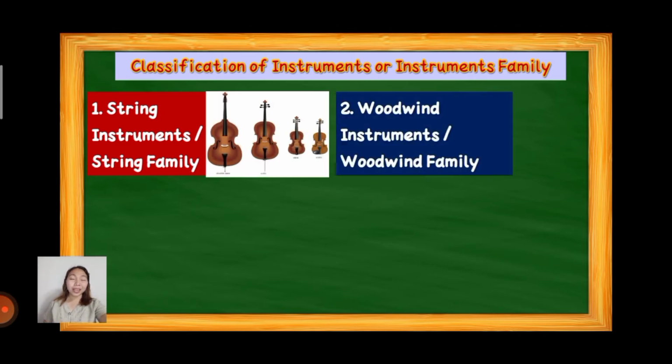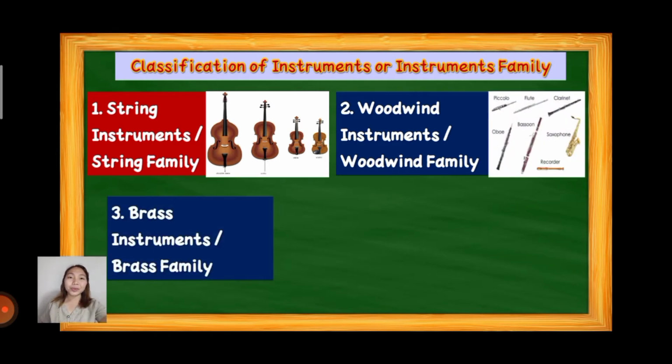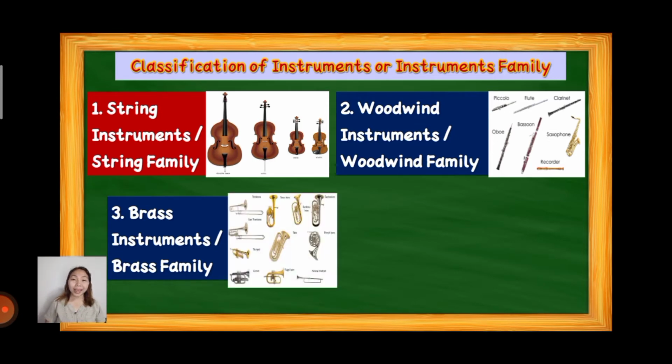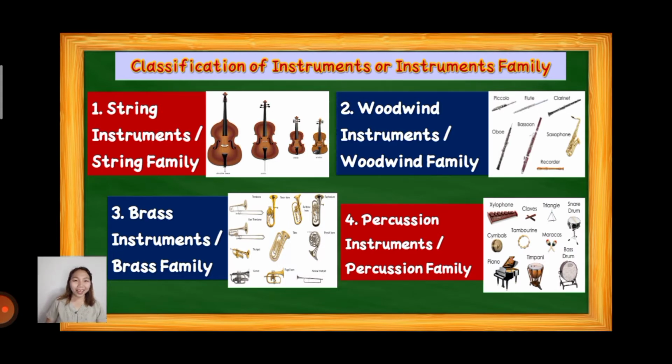Okay, number 2. We have the woodwind instruments, or what we call the woodwind family. So here is an example of the woodwind family. And number 3, brass instruments, or what we call the brass family. Here is an example of the brass family. And number 4, the percussion instruments, or what we call the percussion family. So, nakita ninyo ang mga lain-laing classifications of instruments o mga instruments family nga makita nato sa orchestra, no?